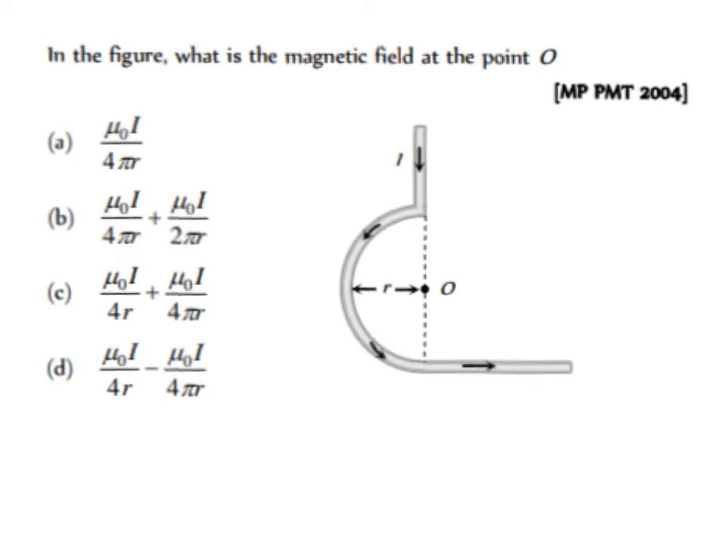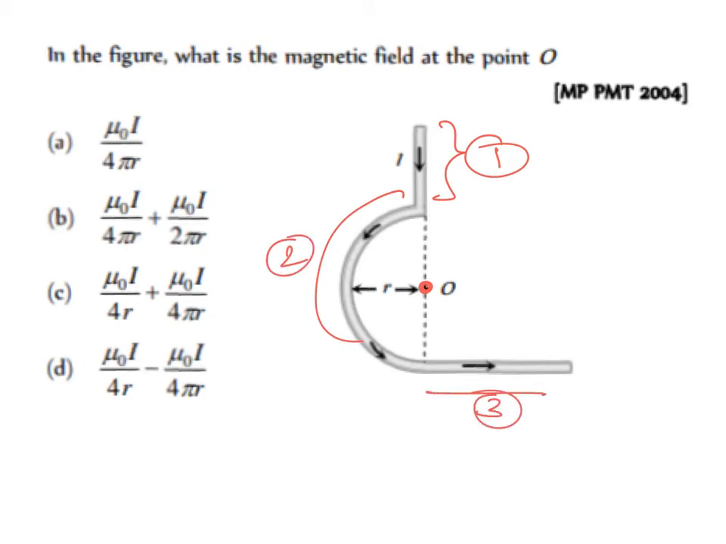What is the magnetic field at point O? This is the question at which we need to find out the magnetic field. There are 3 different segments here. This is the first segment, this is the second segment, and this is the third segment. The magnetic field due to the first segment, B1, must be equal to 0, because the point O is along the axis.